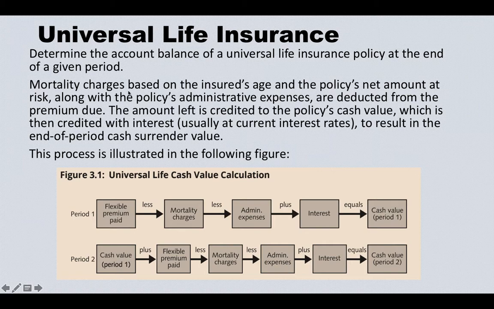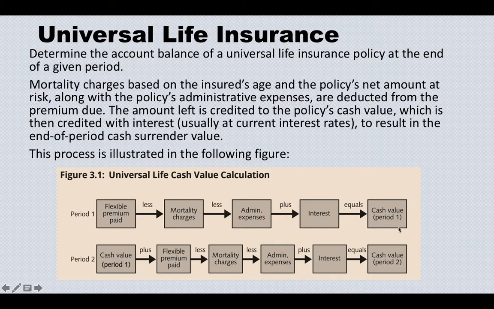Mortality charges are based on the insured's age and the policy's net amount at risk. That's the mortality charge, which you can see here. Along with the policy administrative expense, it is deducted from the premium due. So if you deposit a premium, they subtract the mortality charge and the admin expense, then you earn some interest, and that equals your cash value for period one.